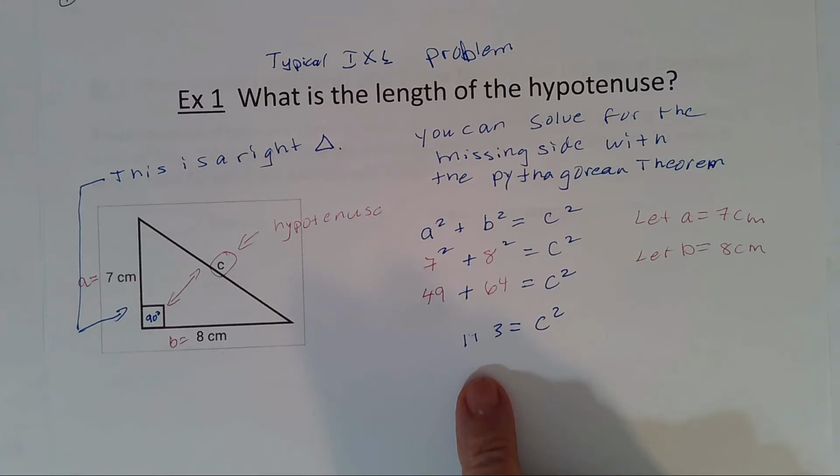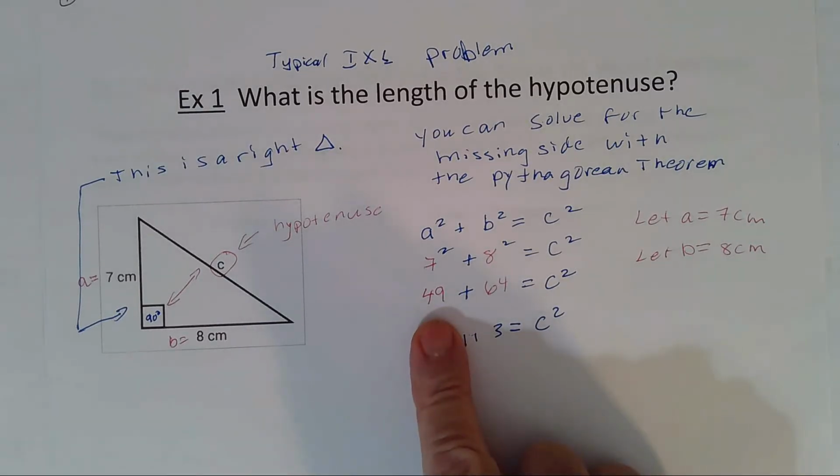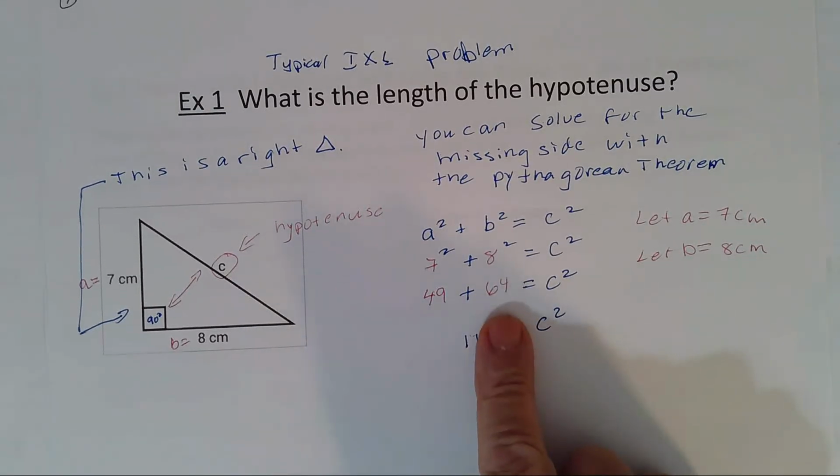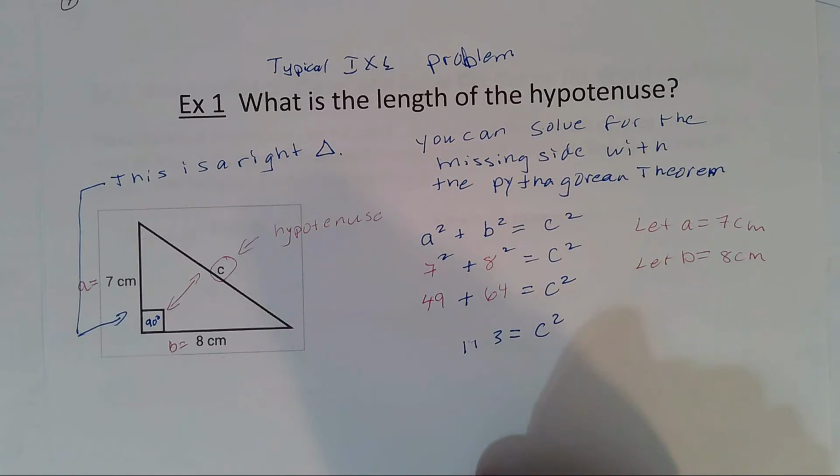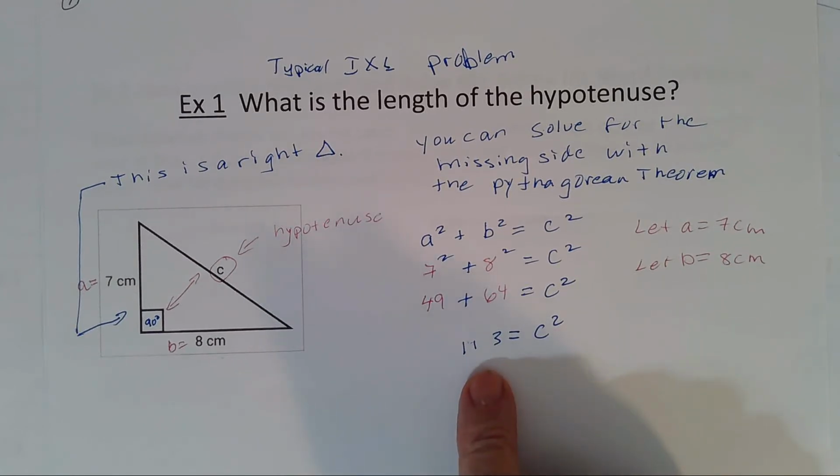Now, if you know your times tables, you can do this. 5 times 5 is 25. 6 times 6 is 36. 7 times 7, we already said, is 49. 8 times 8 is 64. 9 times 9 is 81. 10 times 10 is 100. 11 times 11 is 121. So somewhere between 10 and 11 is what c is.